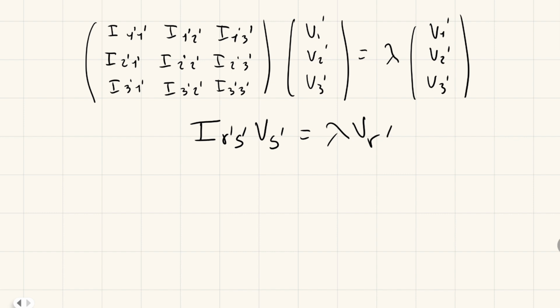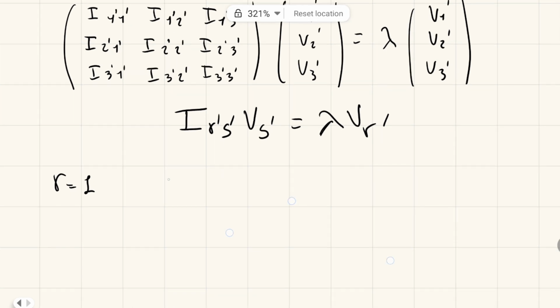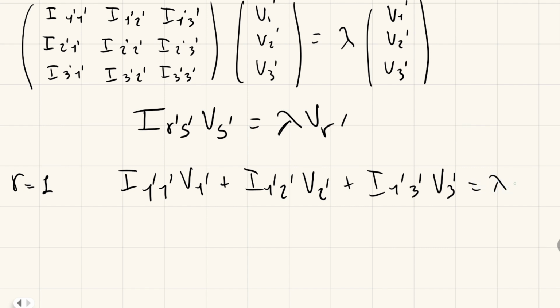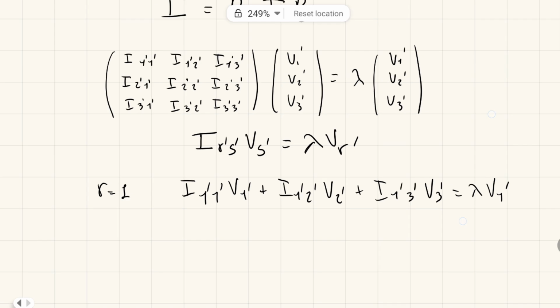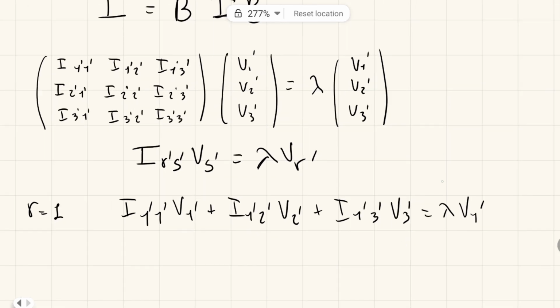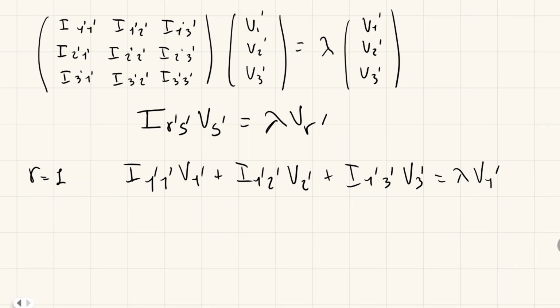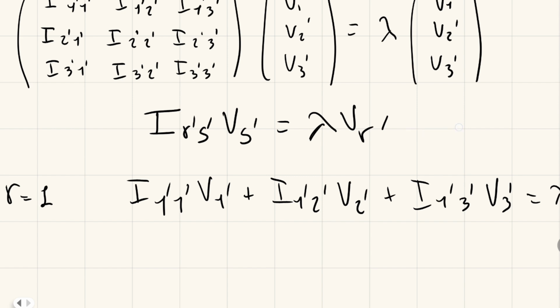Perfect. So we can rewrite this equation in index notation as I r s b s equals lambda b r. As you can see, this equation represents, for example, let's say that we choose r equals 1, so we will get I 1 prime 1 prime b 1 prime plus I 1 prime 2 prime b 2 prime plus I 1 prime 3 prime b 3 prime equals lambda b 1 prime. So, this corresponds to the development of this product of matrices that we have above.